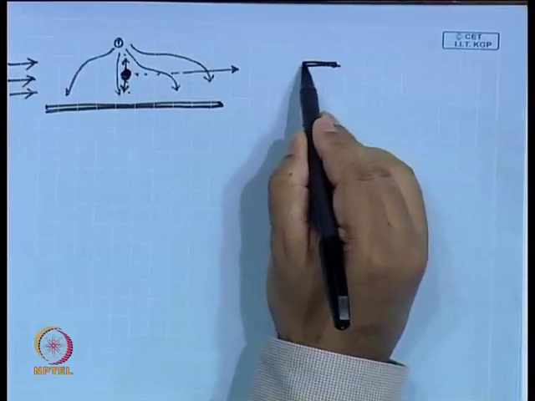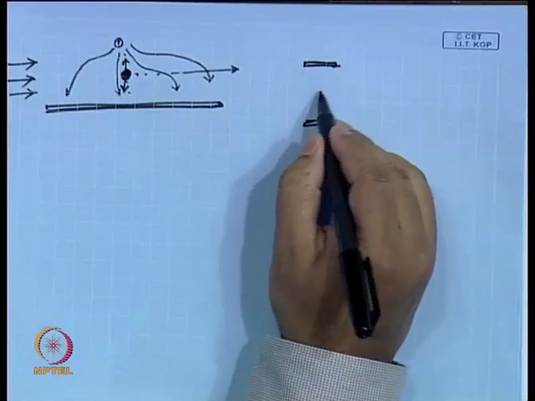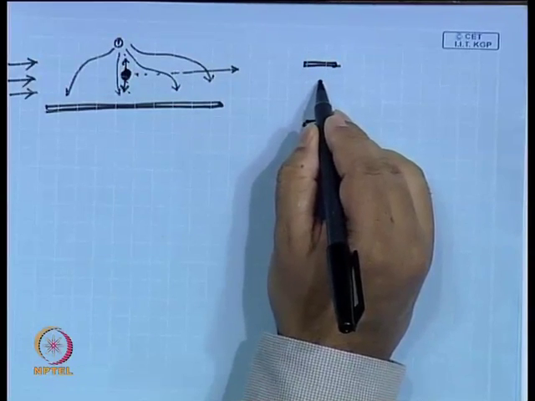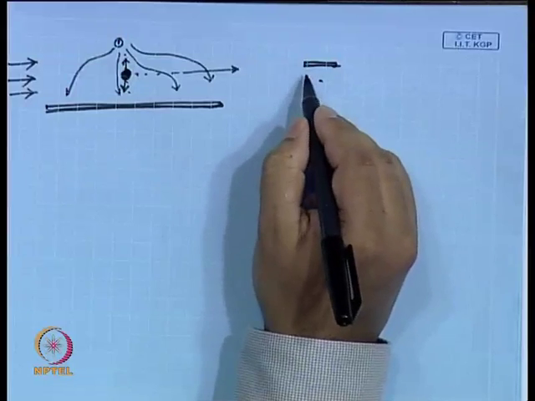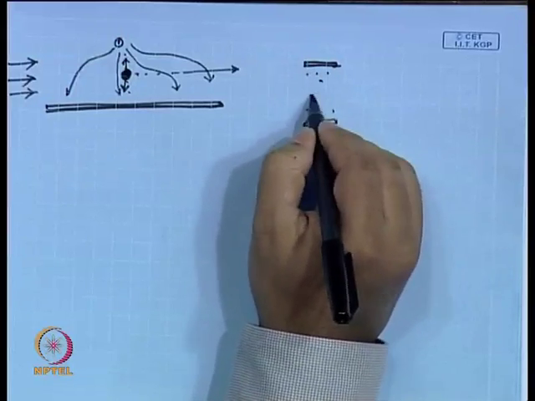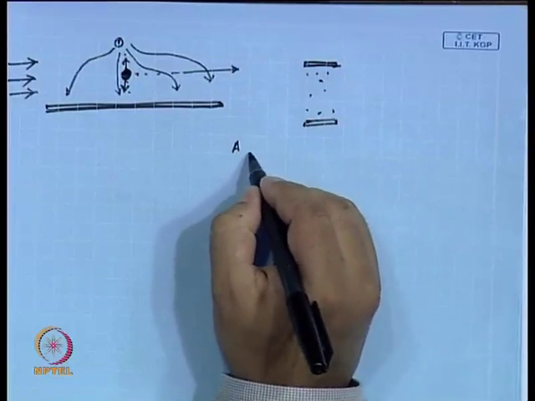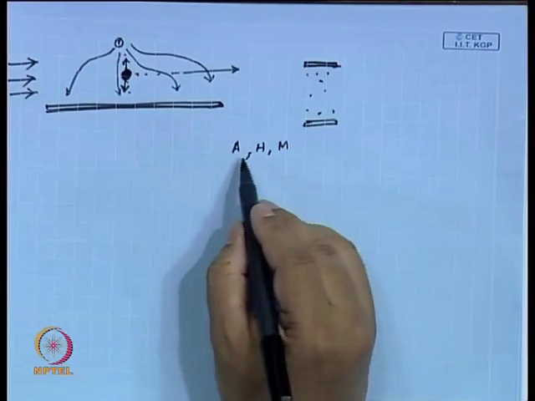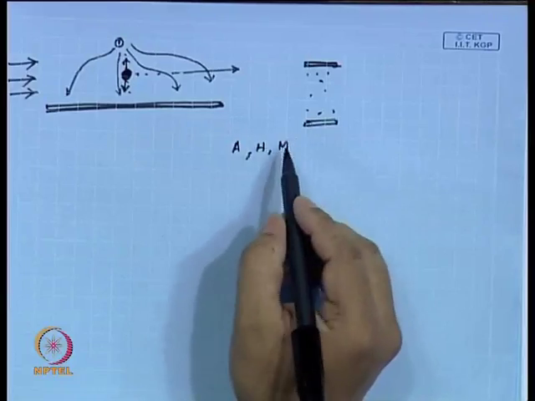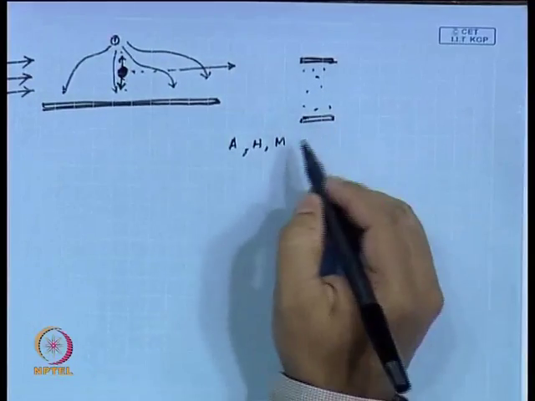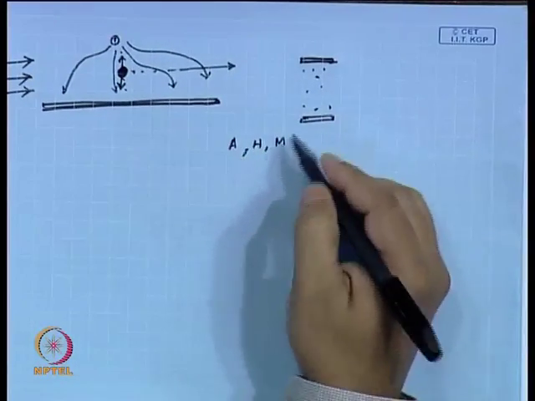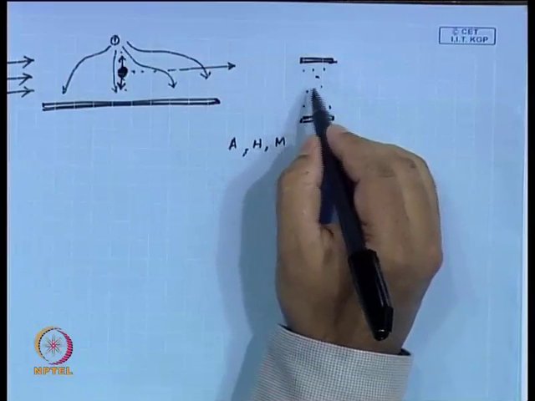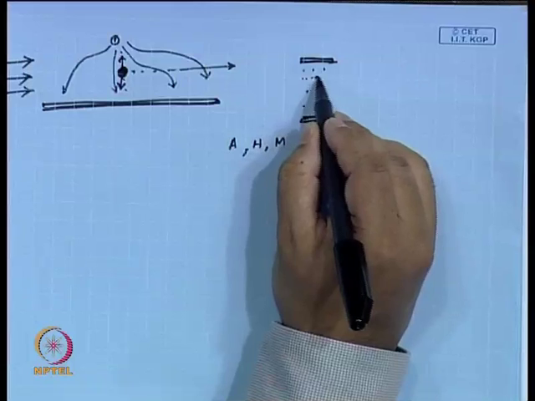Based on size and charge, the particles will be forming a band. For example, if in the system that is there, you have A, H and M components, these components belong to one particular band by virtue of their size and charge. So, they will be settling in one layer.